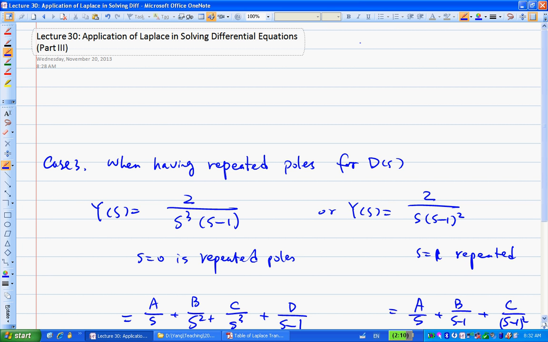Okay, let's continue on the application of Laplace, solving differential equations. And if we've got time, then we're going to look at a new concept.